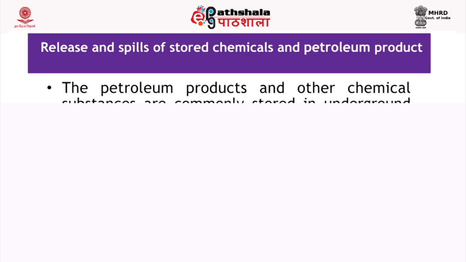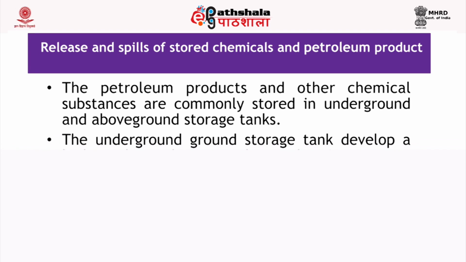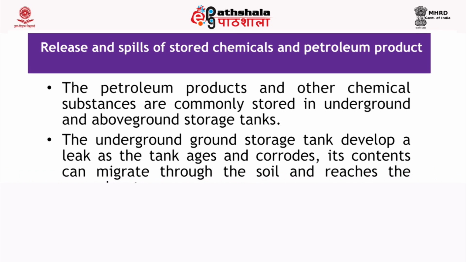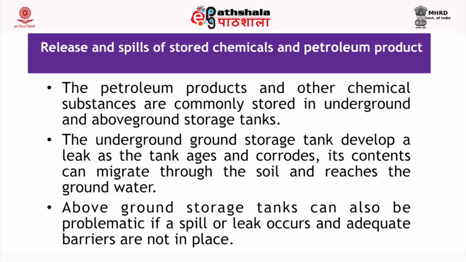The petroleum product and other chemical substances are commonly stored in underground and above ground storage tanks. The underground storage tank develops a leak as a tank ages or corrodes. Its content can migrate through the soil and reach the groundwater. Above ground storage tanks can also be problematic if spill or leak occurs and adequate barriers are not in place.